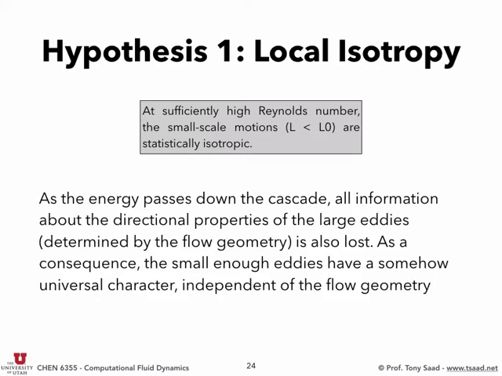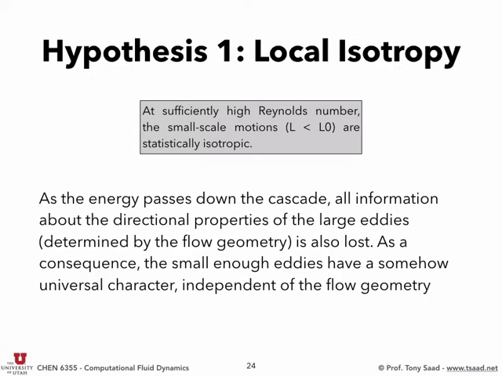The explanation here is that as the energy passes down the cascade from the large eddies to the smaller eddies, all information about directional properties of the large scales determined by flow geometry is lost. So the small eddies don't care where they came from. You may be creating the large eddy by a lid, or by a certain geometry, like a flow over a car. Once those structures dissipate, the small structures don't care. I'm just a small structure, I don't care how I was created. So that directional and geometry information is lost. That's why you get this local isotropy.